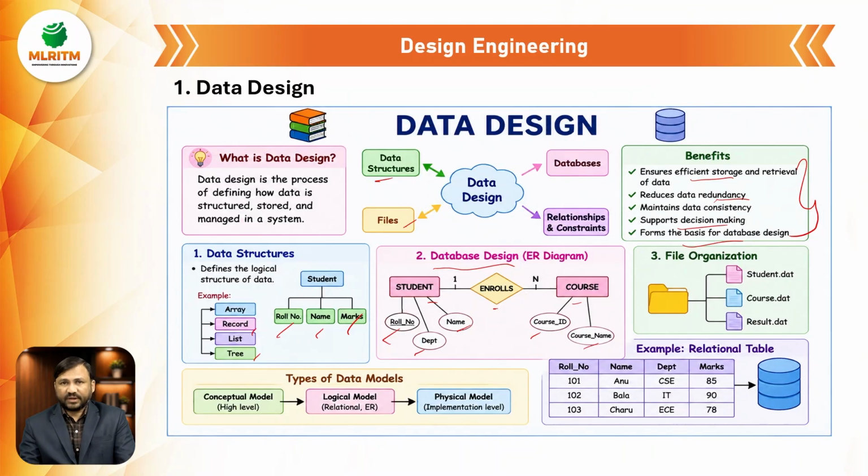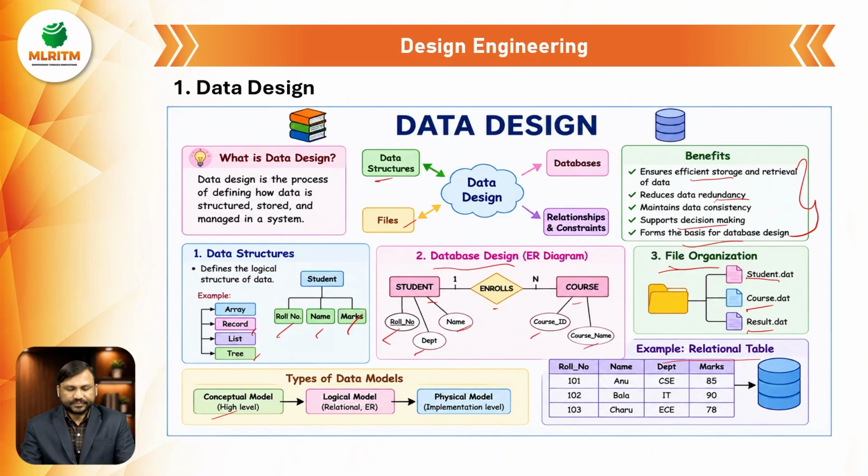Another way of data design is file organization. File organization means we arrange the data in any format, maybe in linear order or non-linear order, etc. This is one example of how we design the data. It may be student data, course data, result data, etc. This is how we organize the data. We can also use data models for database design, like the physical model, logical model, or conceptual model. These are some examples of how we design the data.